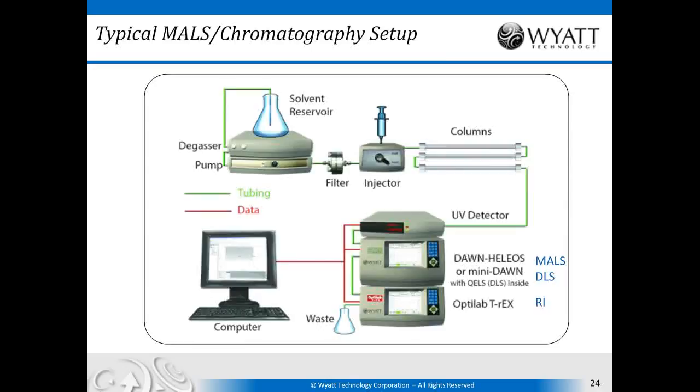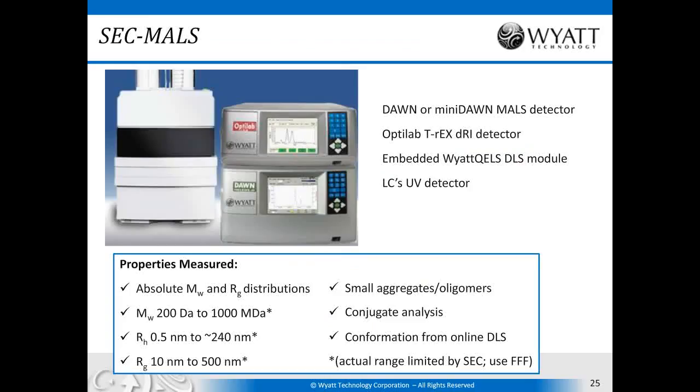Next tool will be FFF-MALS. And so FFF-MALS takes our multi-angle light scattering detector and some concentration detectors, for instance, refractive index and UV, and connects them to a standard SEC system, size exclusion chromatography, or GPC. System will include a DAWN or miniDAWN, which are the MALS detectors provided by Wyatt. Refractive index detector is the Optilab T-rEX.